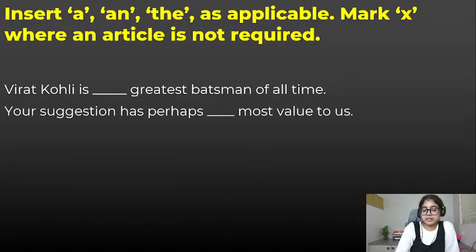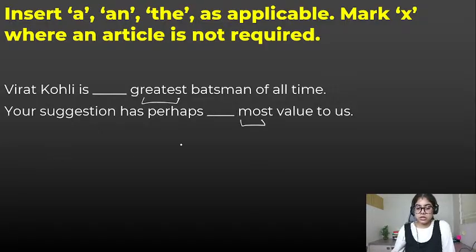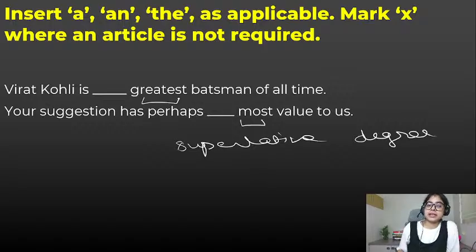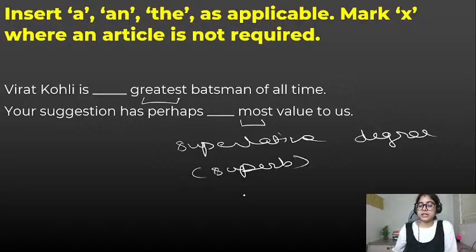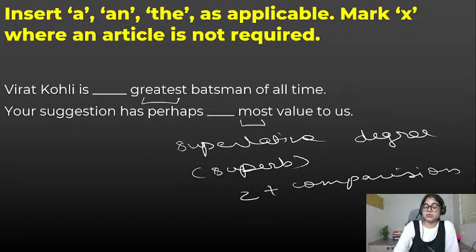Virat Kohli is dash greatest batsman of the all time. Your suggestion has perhaps the dash most value to us. Okay, now if you can recall your adjectives, greatest and most are both superlative degree. ठीक है, सुपरलेटिव डिग्री यानी सुपर्ब, यानी दो से ज्यादा का कंपैरिजन होता है तो हम सुपरलेटिव डिग्री यूज करते हैं.